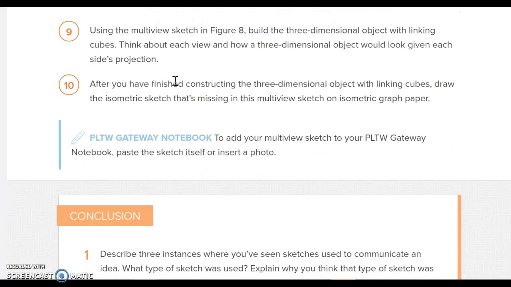Using the multi-view sketch in figure 8, build the three-dimensional object with Lincoln cubes. Think about each view and how a three-dimensional object would look given each side's projection. After you have finished constructing the three-dimensional object with the Lincoln cubes, draw the isometric sketch that's missing in this multi-view sketch on isometric graph paper.